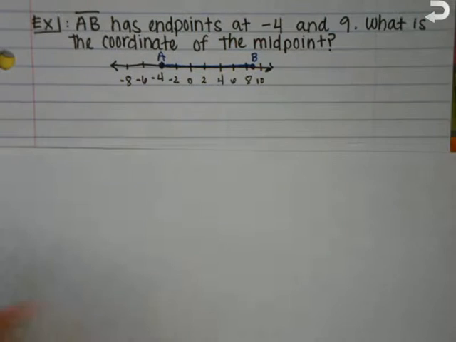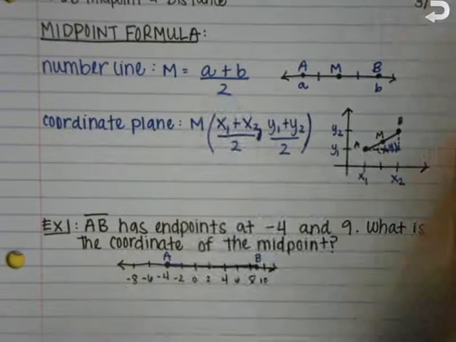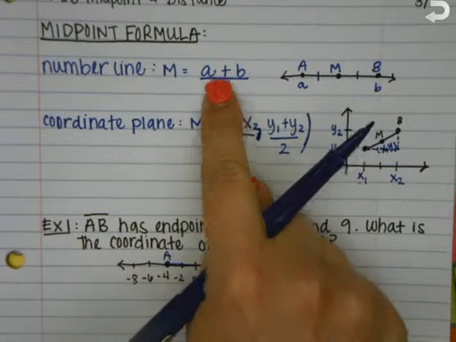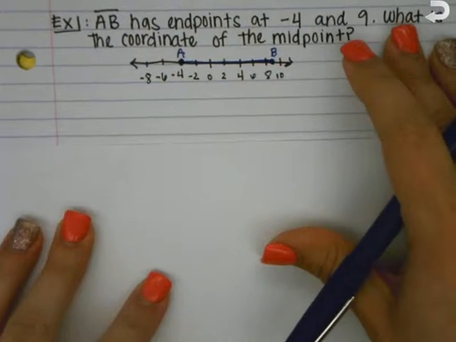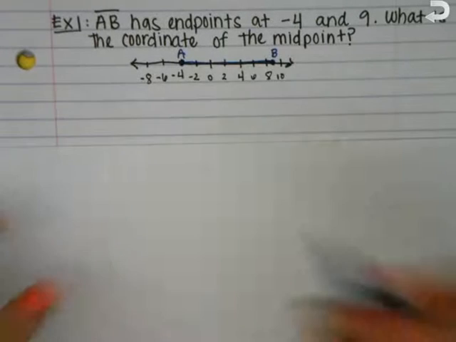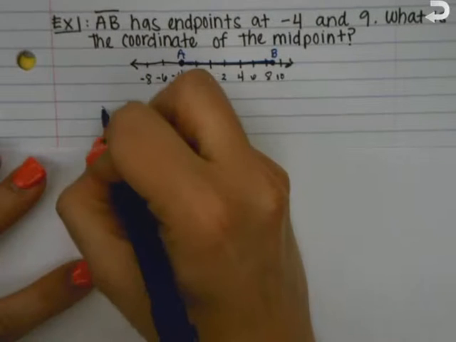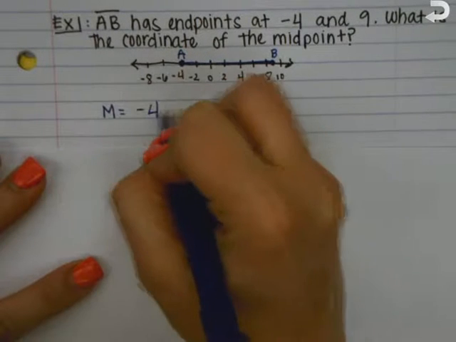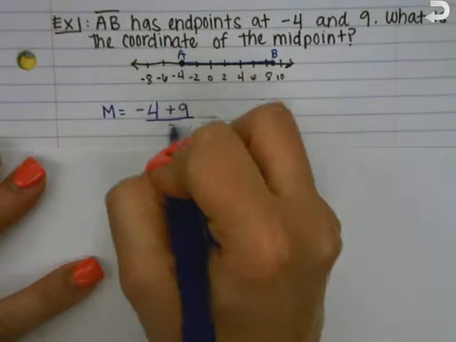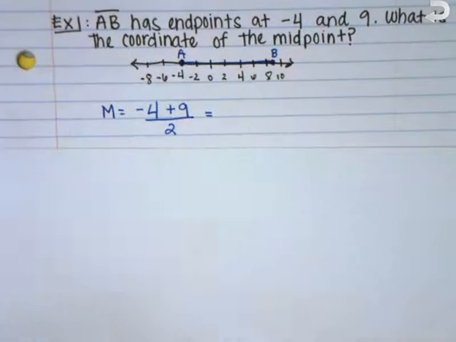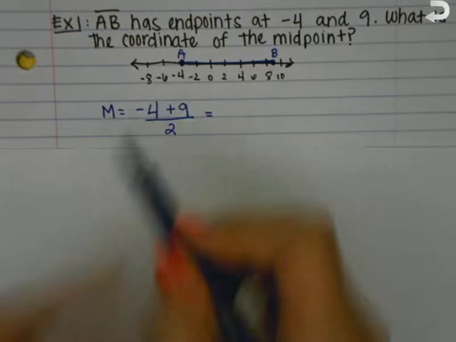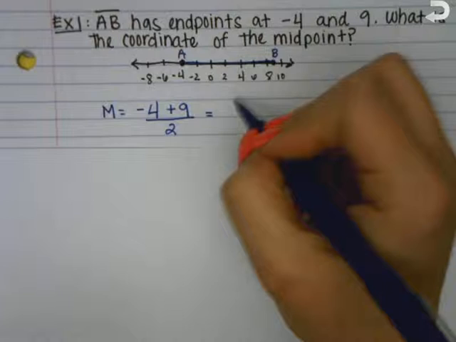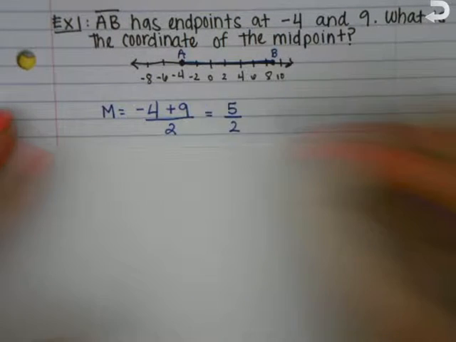So, looking back at your formula for the number line, we take the coordinate of A plus the coordinate of B, and then we divide it by 2. So what are we going to do? -4 plus 9, and then we're going to divide it all by 2. Okay, what's -4 plus 9? 5. Divided by 2.